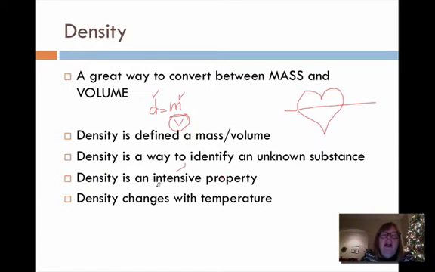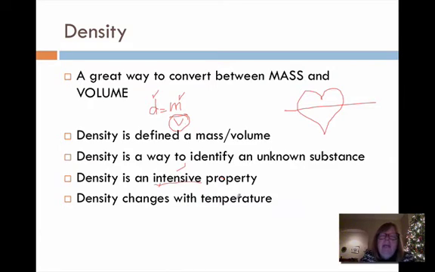Density is what we call an intensive property, and what that means is it doesn't matter how much you have. If you have a whole bunch of gold, the density is the same as if you had a little piece of gold. And this is important.